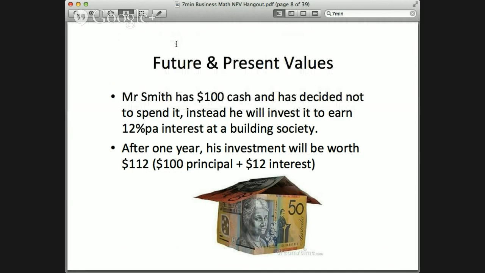So, future and present values. Let's look now at Mr. Smith again. Let's say he's got $100 cash. He's decided not to spend it. Instead, he's going to invest it in a building society who are going to pay him 12%. So how much will he have after a year? Well, that's easy. 100 plus 12 is $112.